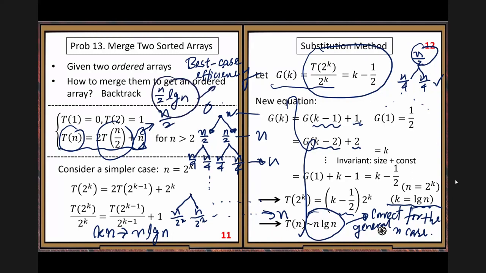Is that still in the same category, big O of n log n? Yeah. So you can see, using this method, you can estimate the best case easily. Worst case, best case, easily. So it's a good estimate.